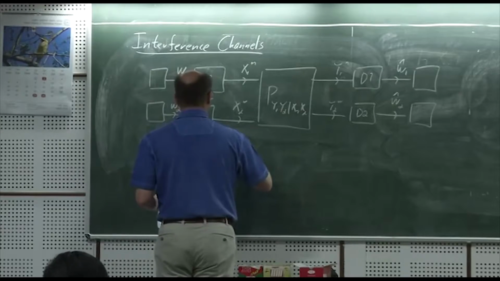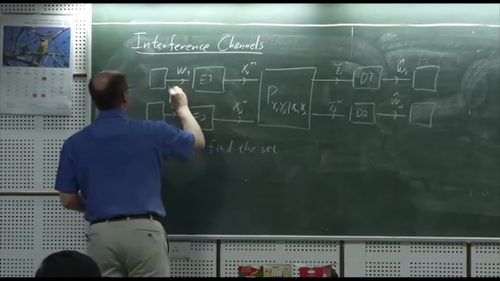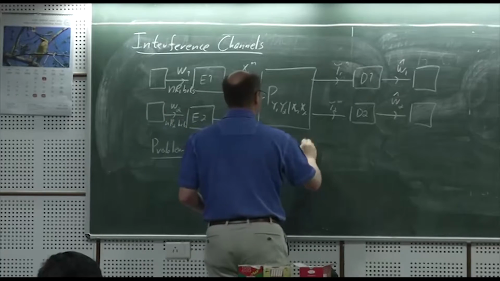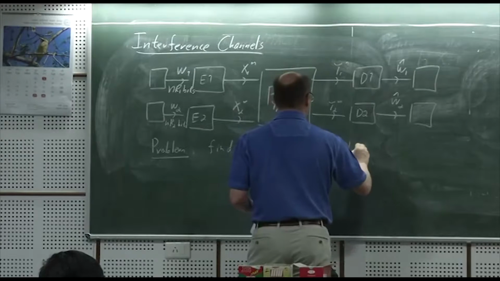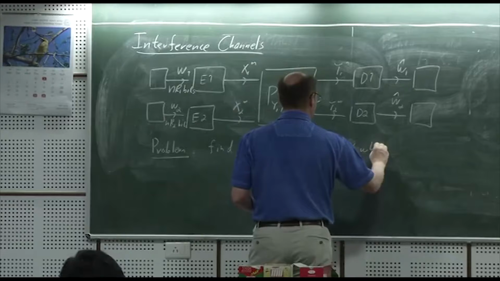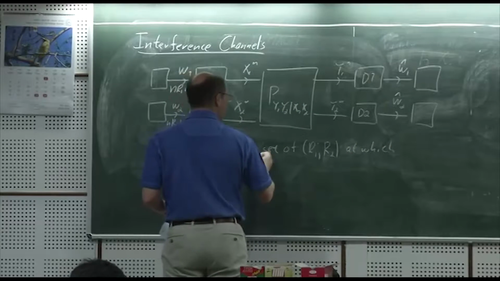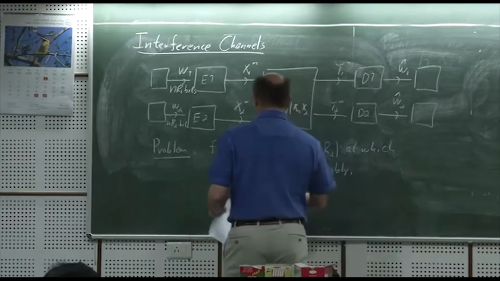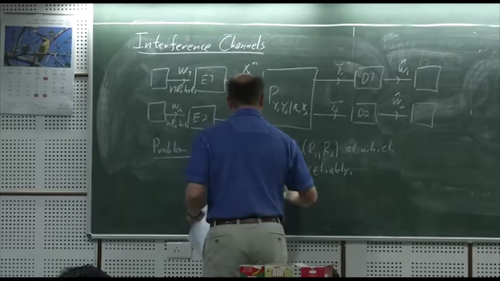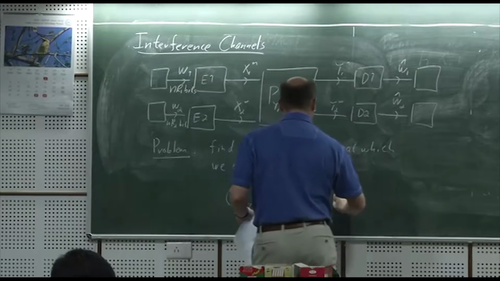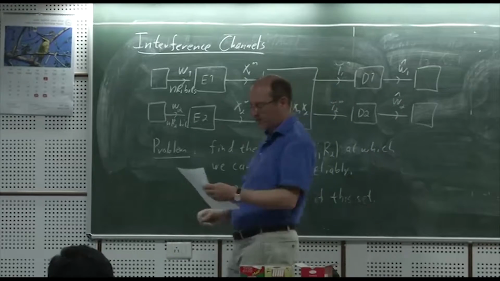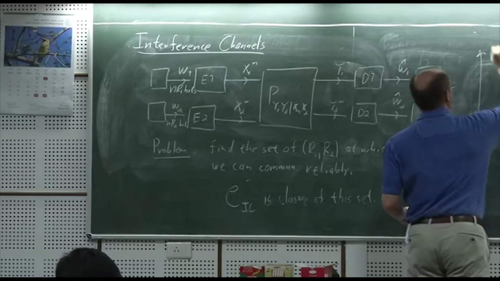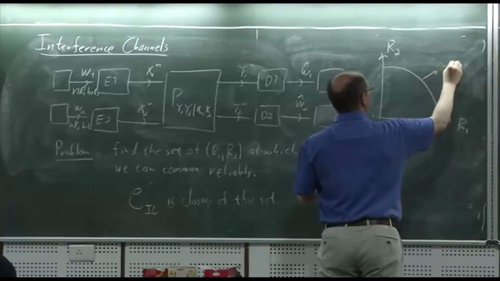So find the set, this is nR1 bits and nR2 bits. Find the set of R1, R2 that we can communicate reliably. I'll just use that as a shorthand. And the capacity region of the interference channel is the closure of this set. Okay, so that's the problem we have. As for the multiple access channel with two receivers, we'll have some kind of rate region that we want to characterize, and we'd like to characterize the boundary of this region.